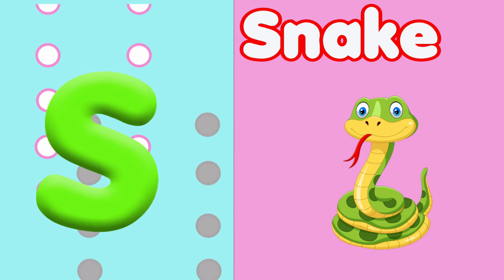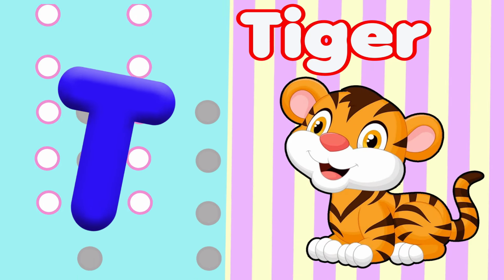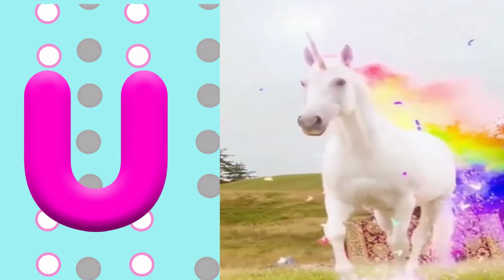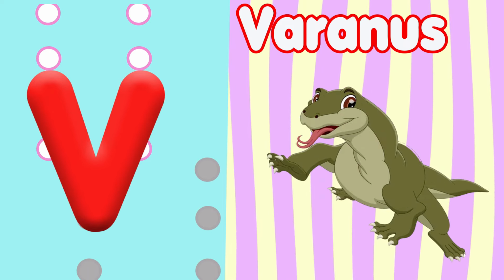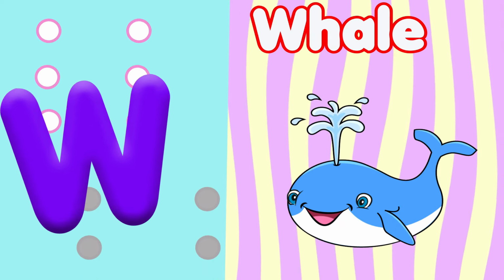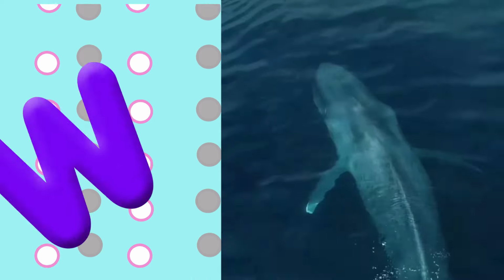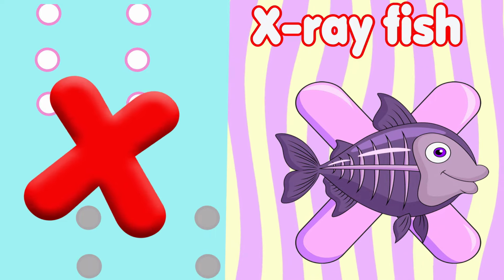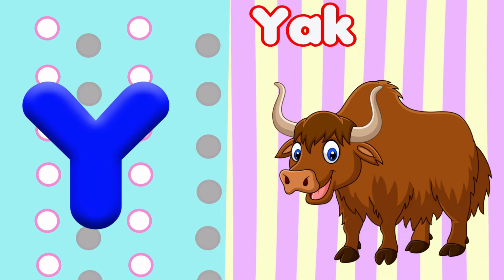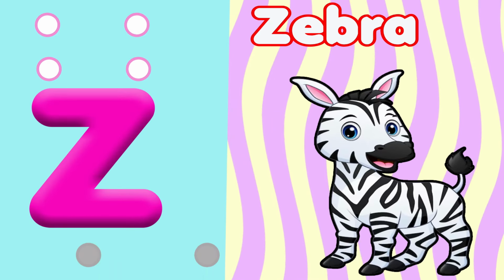S is for snake. T is for tiger. U is for unicorn. V is for varanus. W is for whale. X is for X-ray fish. Y is for yak. Z is for zebra.